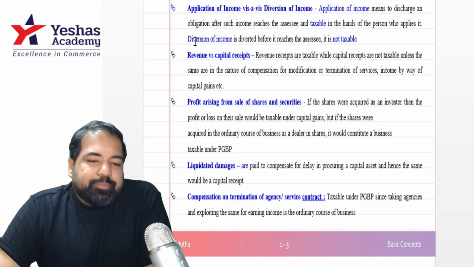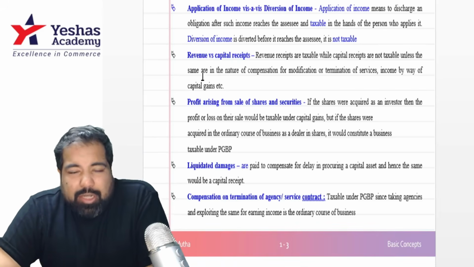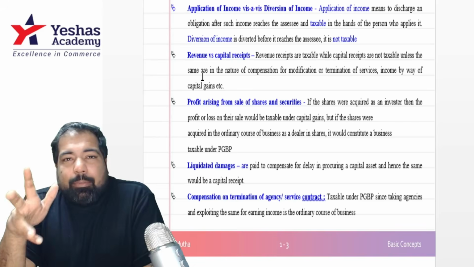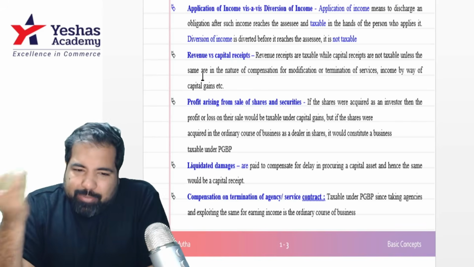AT is a shortcut. Next, revenue receipts are generally taxable. A capital receipt like a loan is not taxed because you have to give it back. But a capital receipt like selling of land, etc., is taxed under the capital gains head.